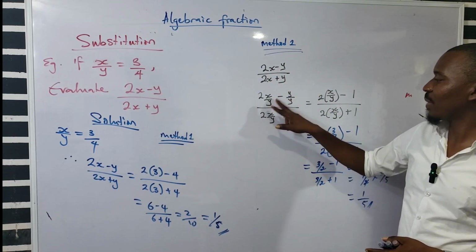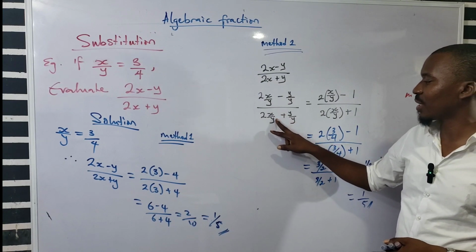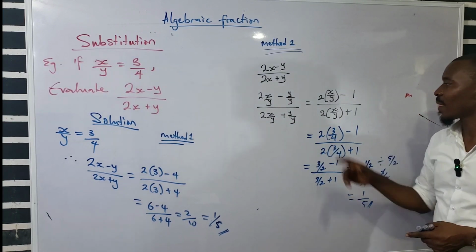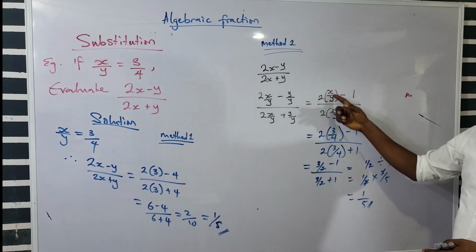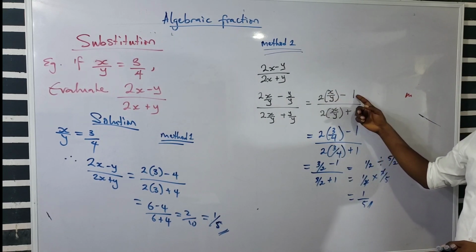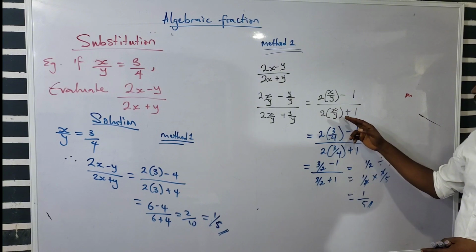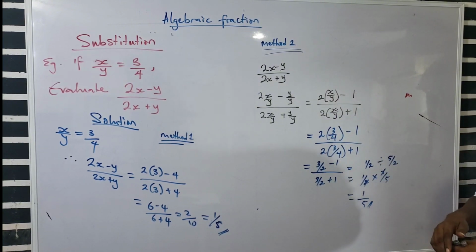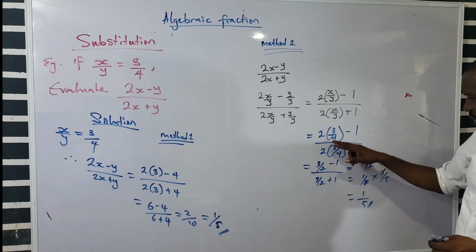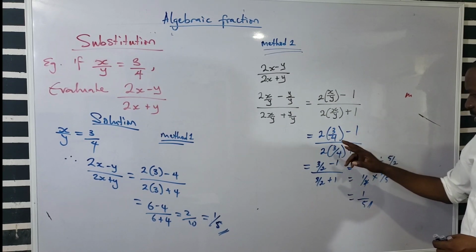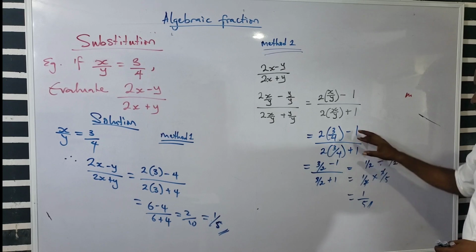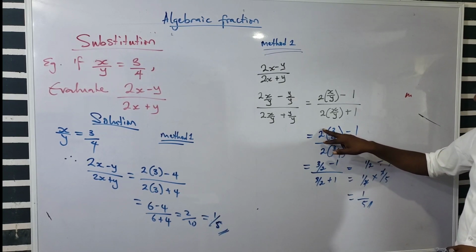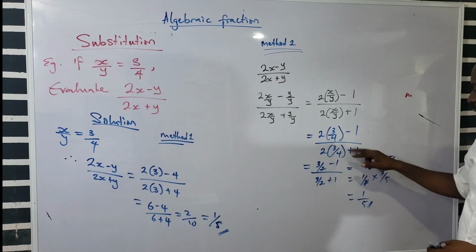So divide the first one by y, the second one by y, come to the denominator, divide it by y, and also divide the second term by y. So that will give us 2 into x over y minus 1, 2 into x over y plus 1. And when you put your value of x over y, which is 3 over 2, you have 2 into 3 over 2 minus 1, 2 into 3 over 2 plus 1. So when you divide these 2 and divide these 2, you have 3 over 2 minus 1.